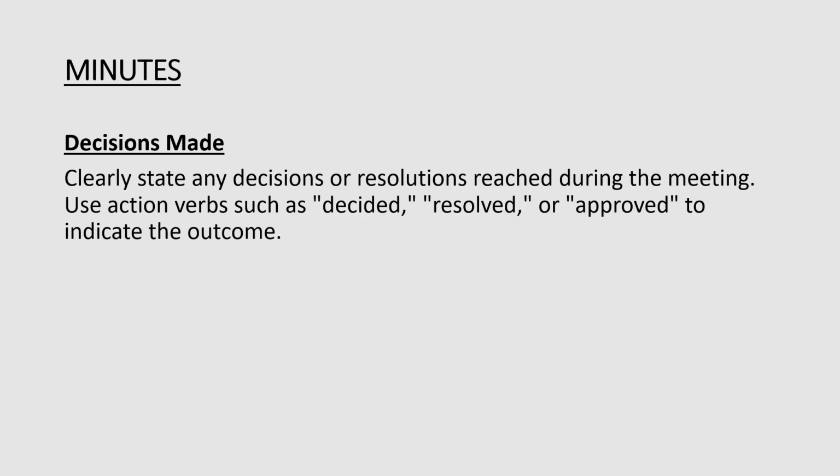Okay, so next we go to decisions made. On each discussion summary or at the end of the meeting, there are certain decisions that were made. Those decisions, resolutions need to be put here. What was decided at the end of the discussions? Clearly state any decisions or resolutions reached during the meeting. Use action verbs such as decided, resolved, or approved to indicate the outcome.